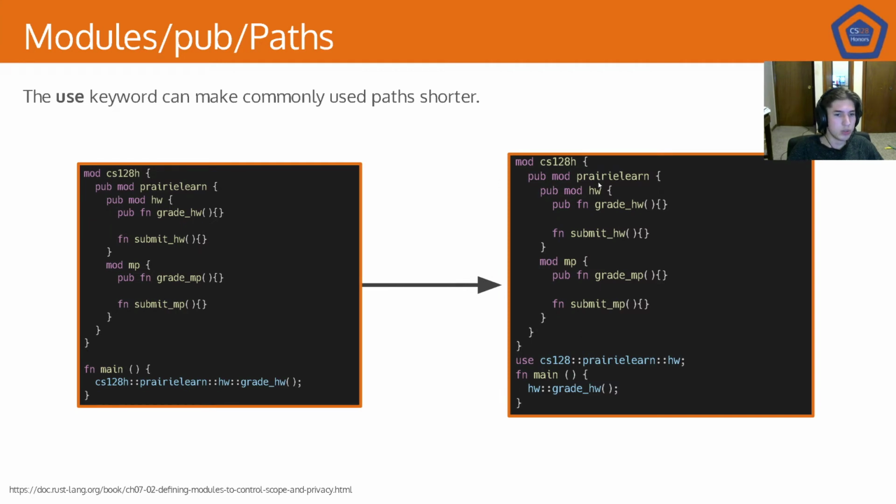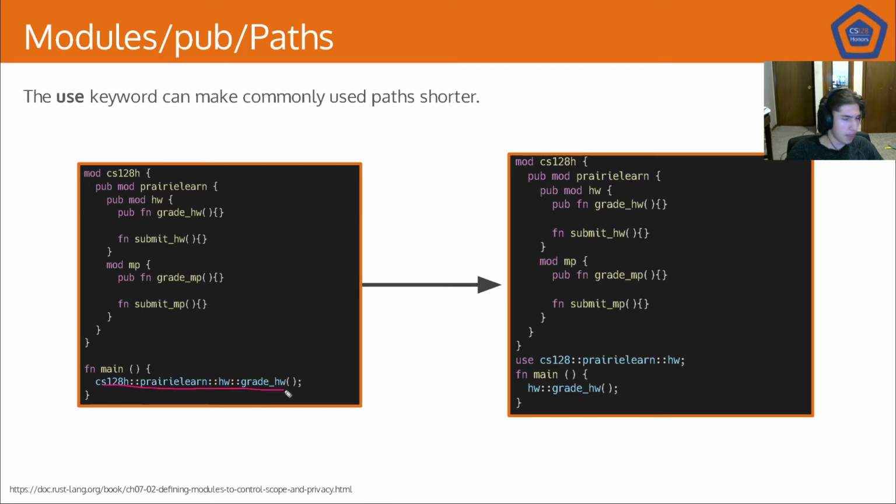We can use the use keyword to make paths shorter. Right now we have CS128 honors PrairieLearn homework grade homework. And we can say use CS128 honors PrairieLearn homework, because maybe we have to do this a lot and we don't want to type out 50 characters every time. Now we can just say homework grade homework. That makes our lives a little bit easier, which is nice, or sometimes a lot easier.